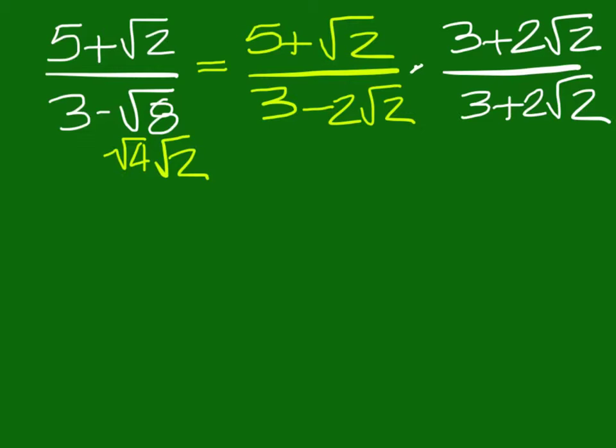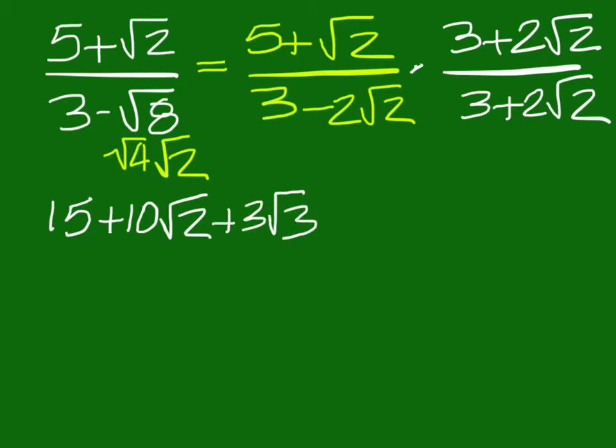Now, when you multiply, you have 5 times 3. 5 times 3 is 15. 5 times 2 square root of 2. You're only multiplying the 5 by the 2 outside, which is 10, and the square root of 2 stays with it. You're done with the 5, so go to this, the square root of 2. Square root of 2 times 3 is 3 square root of 2.